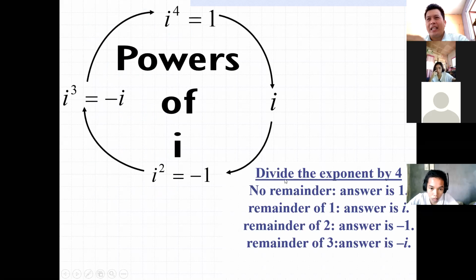So if the remainder is 2, the answer is negative 1. Look here, you have this as your indicator. If it is divisible by 4 without any remainder, the answer is 1. If the remainder is 1, the answer is i. If the remainder is 2, the answer is negative 1. If the remainder is 3, the answer is negative i. 1, i, negative 1, negative i. That's the pattern. You can have that in your module. Double check if that is found in your module.